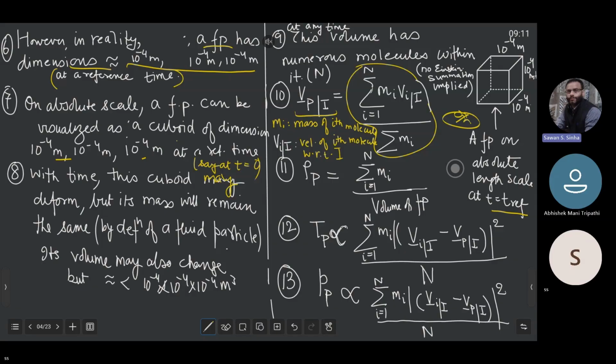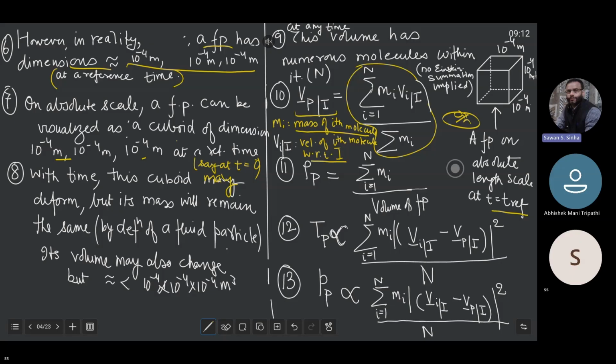On the right hand side, I have summation of m_i V_i/I divided by summation of m_i. What is this m_i? Mass of the ith molecule in that box. What is V_i/I? It is the velocity of the ith molecule with respect to I. Does this relationship look familiar to you? What is this relationship? Center of mass. If I give you a bunch of n particles, molecules or whatever, and I ask you to find the center of mass velocity of that system of particles, you will write it like this. Indeed, that is V_P/I.